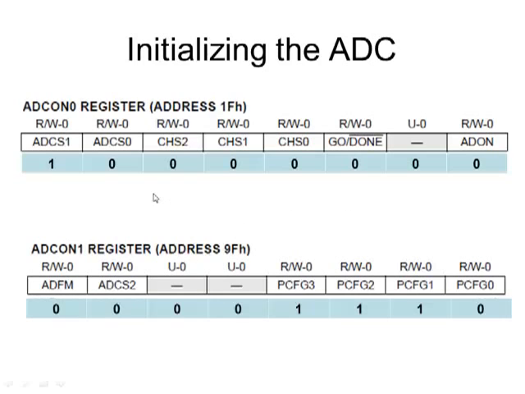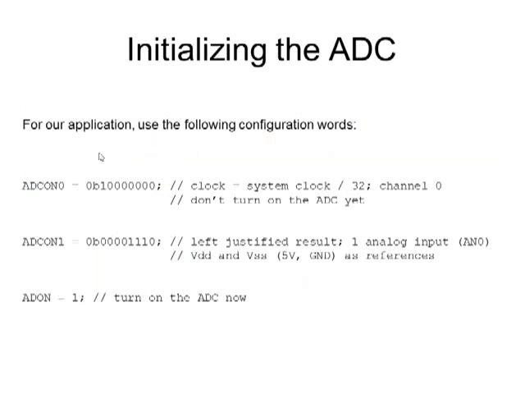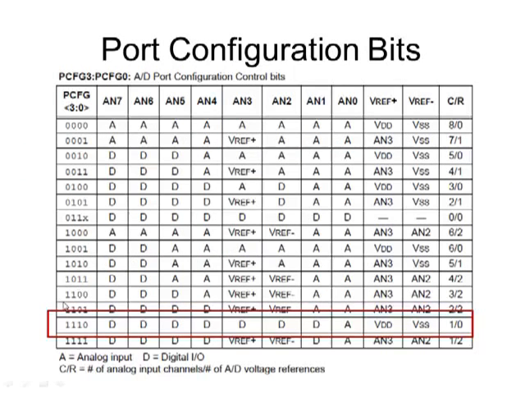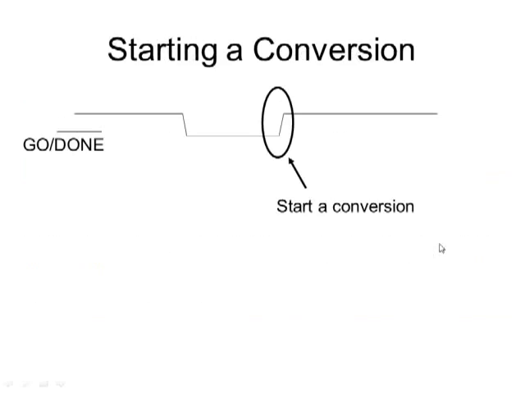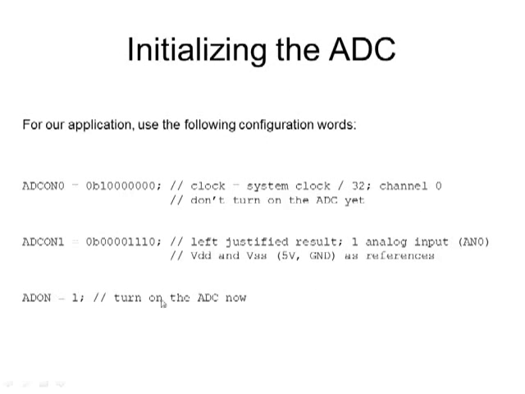Okay, so over here is where I figured it out. Those are the binary numbers, and then here's where I put it in software. And then after those 2 registers are written to, now you can turn the ADC on. Okay, this is a single bit. There it is, the AD on bit. And this is what turns it on.